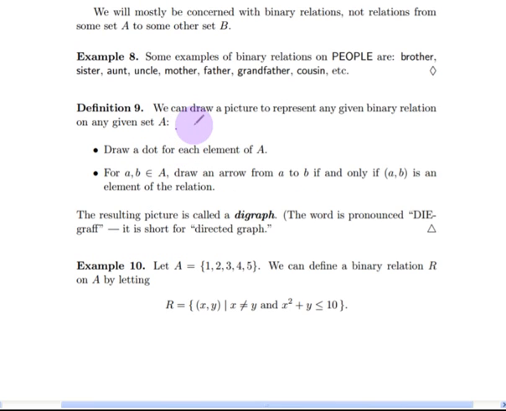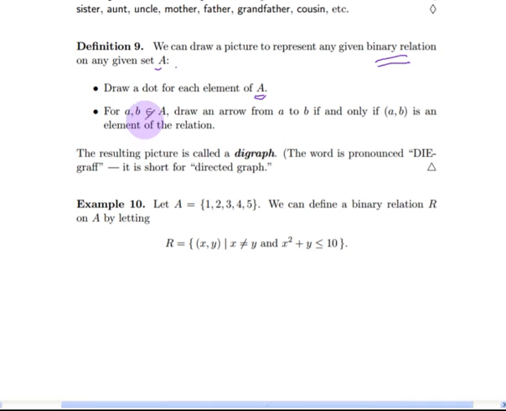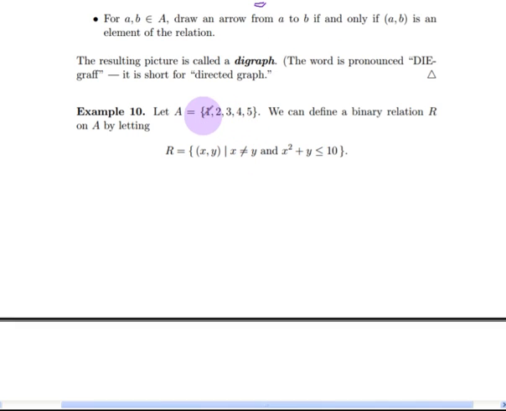Now, as we've seen with functions, it's useful to have different ways of representing things. So you can actually represent a relation with an arrow diagram as follows. First, you draw a dot for each element of A. So you emphasize that this is a representation of a binary relation. And for two elements of A, you draw an arrow from a to b if (a, b) is in the relation. Okay, so let's look at this particular example. We have this 5-element set, 1, 2, 3, 4, 5, and we say that (x, y) is in the relation if x is not equal to y, and x squared plus y is less than or equal to 10. So let's consider some elements of the relation.